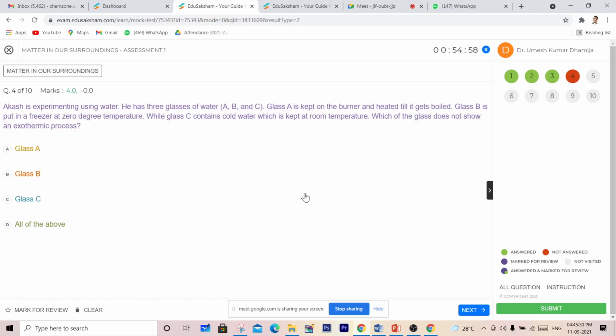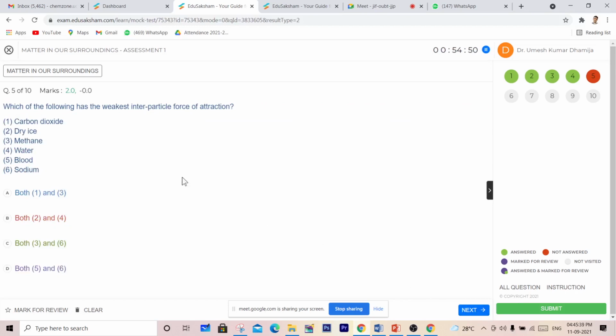I think all of this. All of this. Yeah. Okay. 1 and 3. Yeah, A option. Carbon dioxide is a gas, methane is a gas. And gases have weakest interparticular force of attraction.